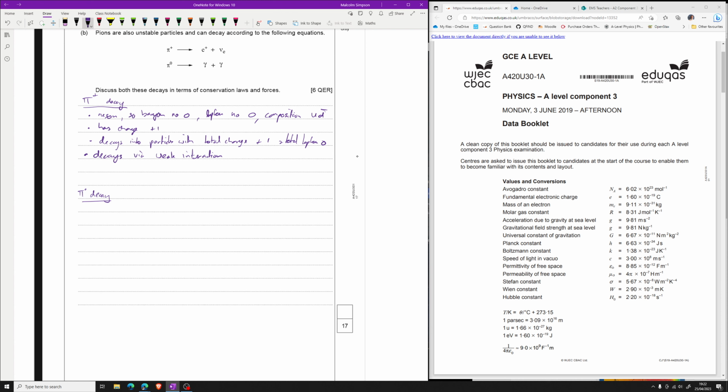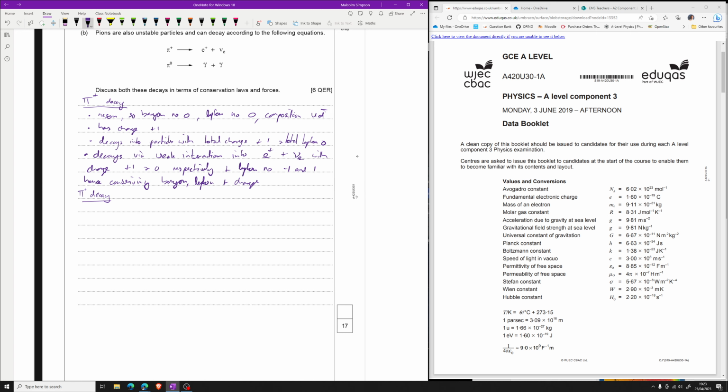So this decays via weak interaction into e plus and electron neutrino, with charge +1 and 0 respectively, and lepton number -1 and 1, hence conserving baryon number, lepton number and charge. What else am I going to say? I've mentioned the force, I've mentioned the composition, etc.